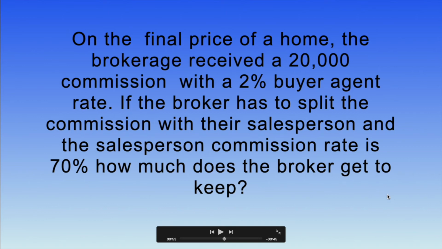That's actually just clutter in the question because they already said that the brokerage received $20,000 commission. So they're actually already telling you what the commission is. They're just trying to confuse you by adding this extra 2% when the question's really asking how much does the broker get to keep after compensating their agent, and the agent gets 70%.